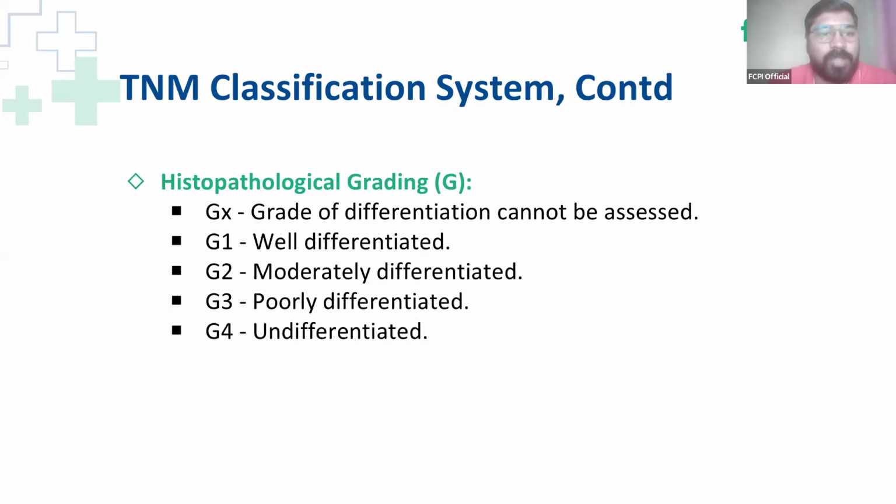So here we also have the grading. So Gx, grade of differentiation cannot be assessed. G1 well differentiated, G2 moderately differentiated, G3 poorly differentiated, G4 undifferentiated. So here the differentiation comes for the prognosis of the treatment.